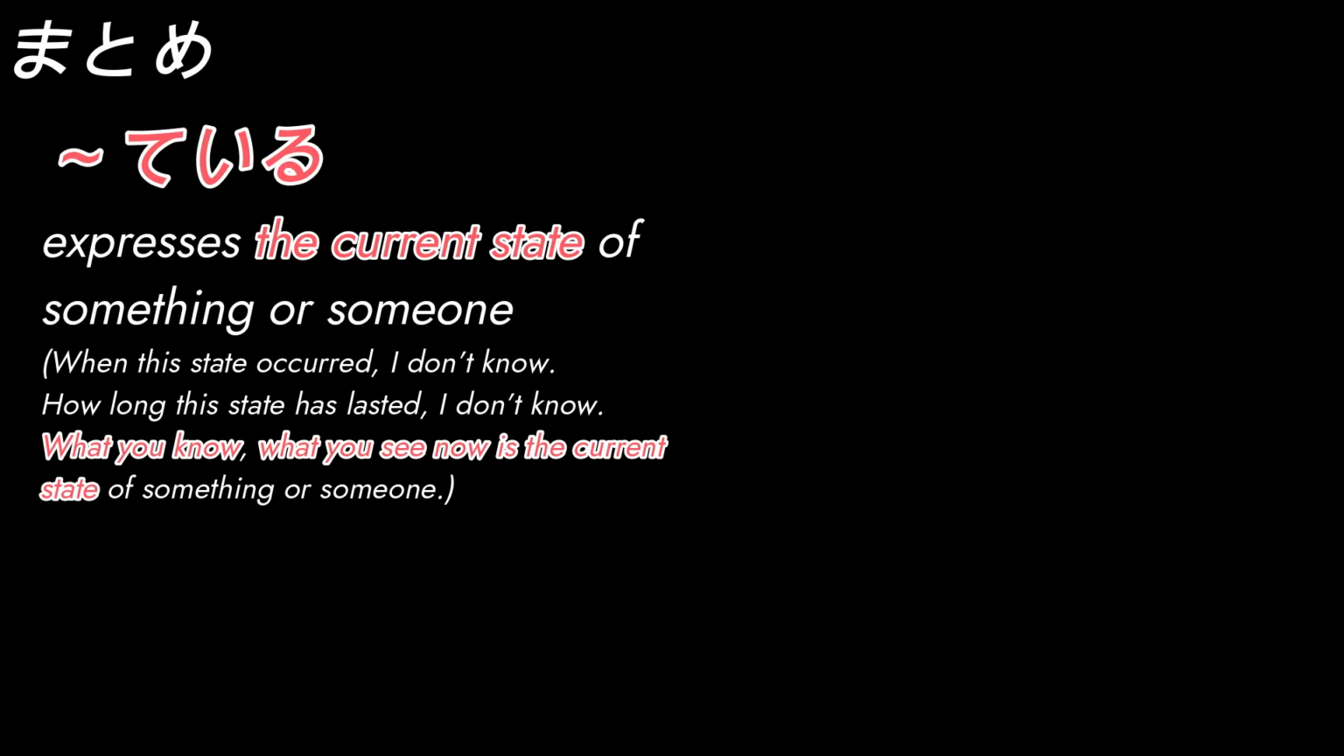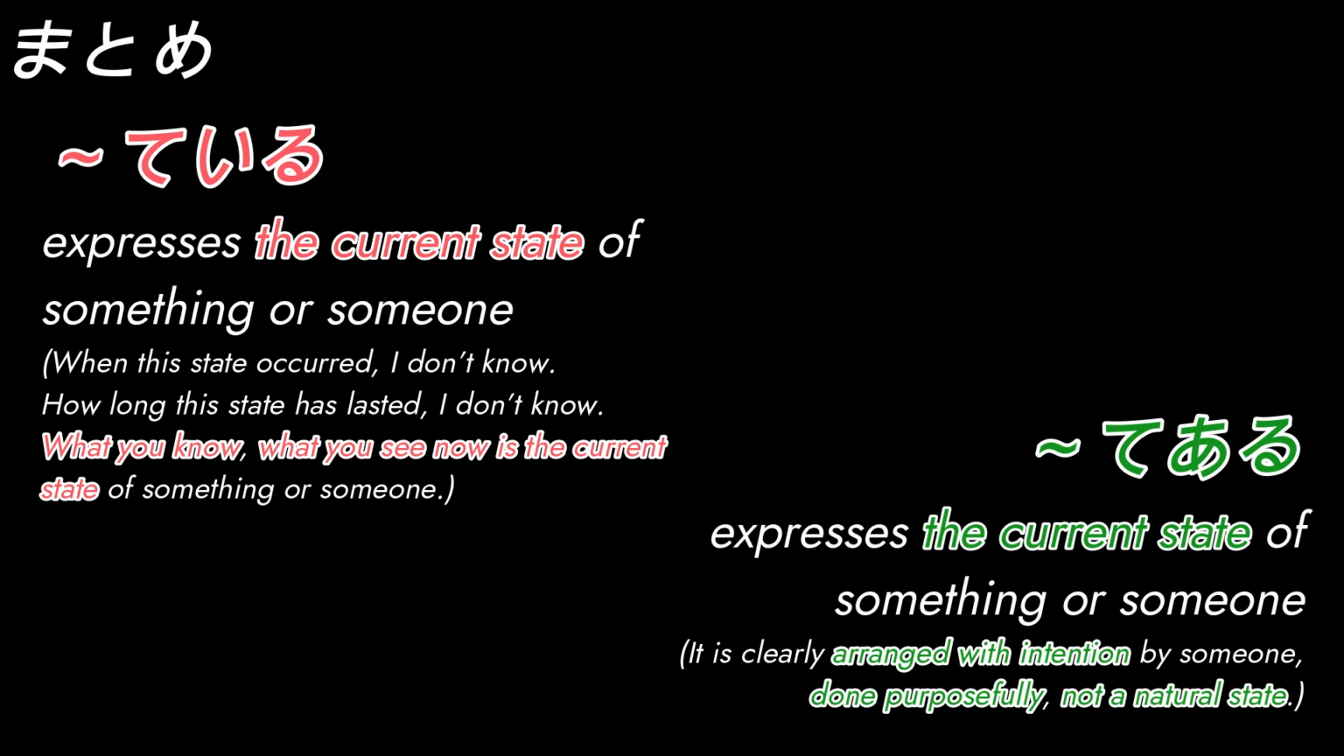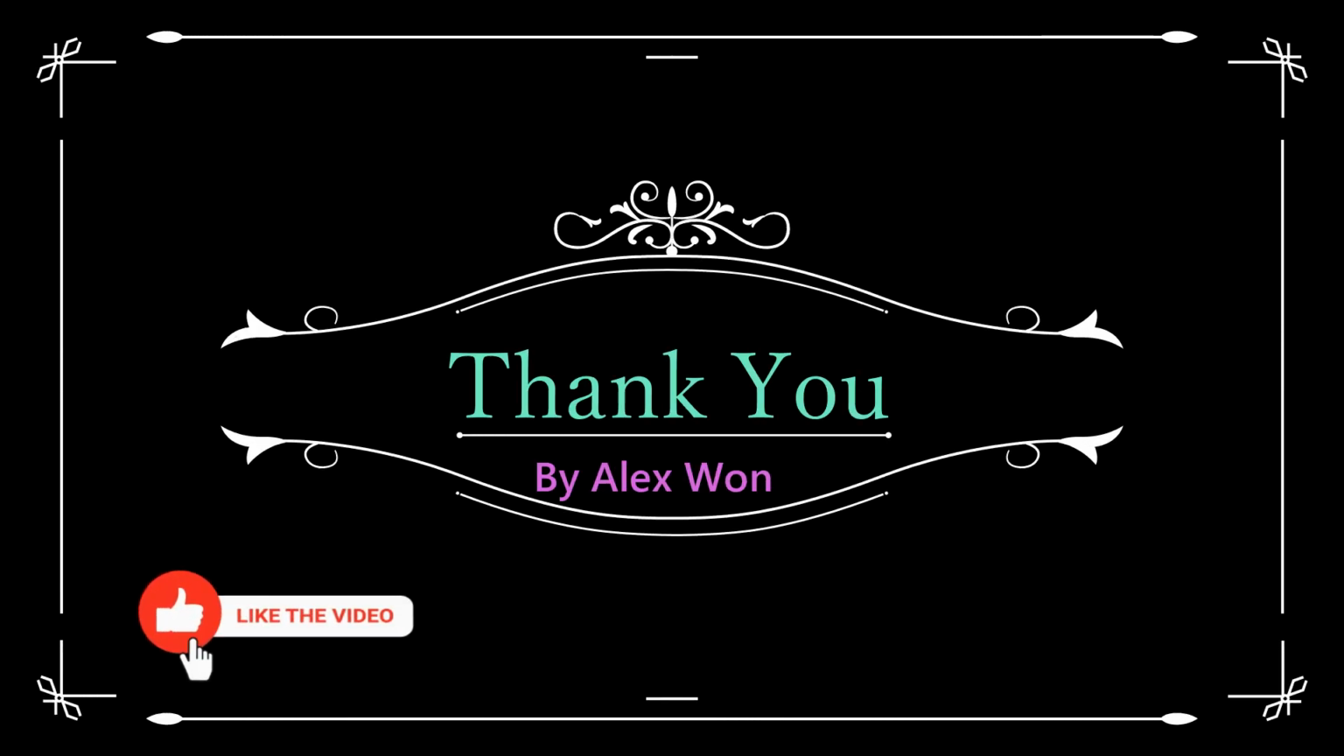Okay, here's the summary. ている expresses the current state of something or someone. てある expresses the current state of something or someone. However, the difference is that the current state is clearly arranged with intention by someone. It is done purposefully. Okay? Do you understand the difference?